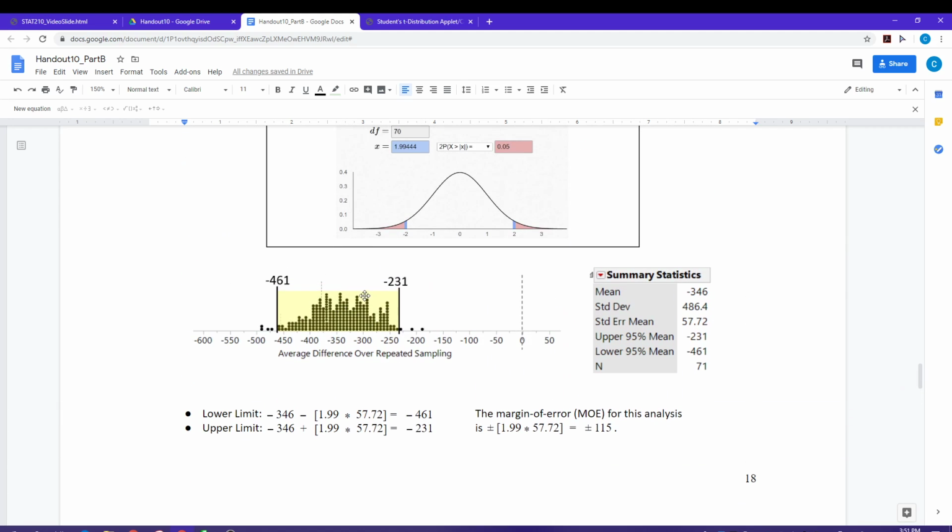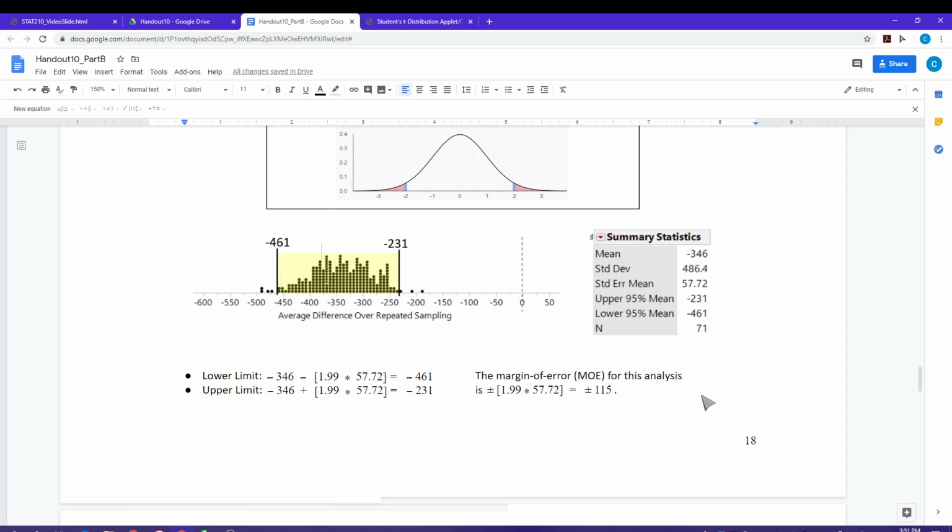So because I took into consideration what would happen to that average over repeated sampling, I'm able to expand my scope of inference to not just these 71 people, but WSU students in general.